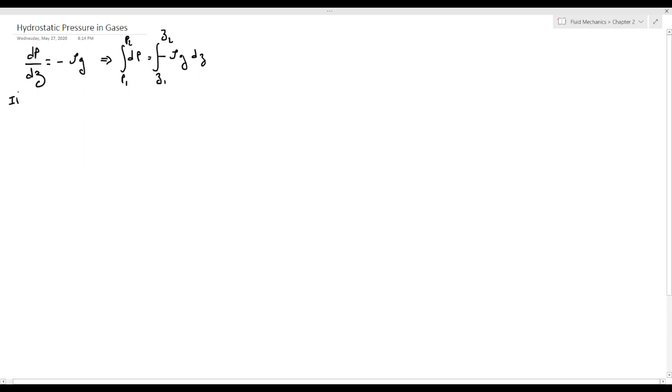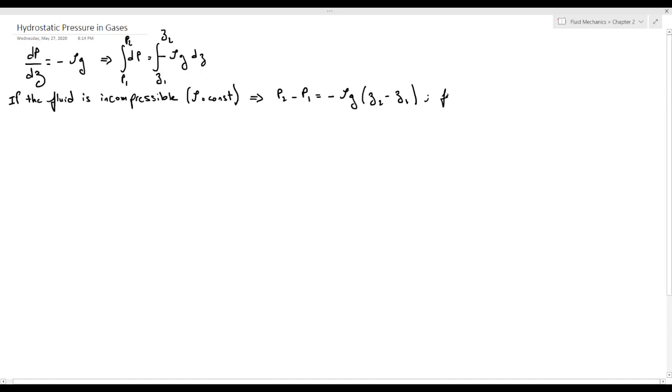So if we assume that the fluid is incompressible, that means that the density is constant and it is independent of Z. So we can take the density out of the integral. So we'll have P2 minus P1 equals minus rho g into Z2 minus Z1. So mainly this assumption is valid in liquids, where liquids can always be assumed incompressible.